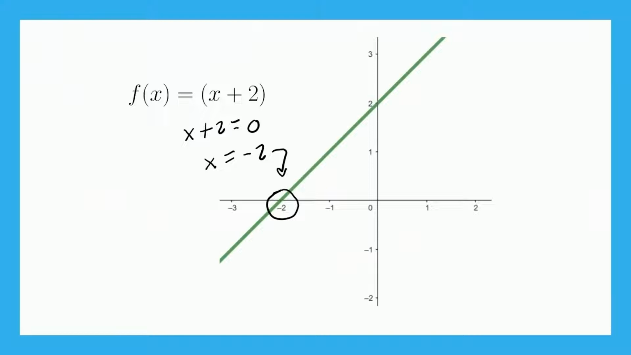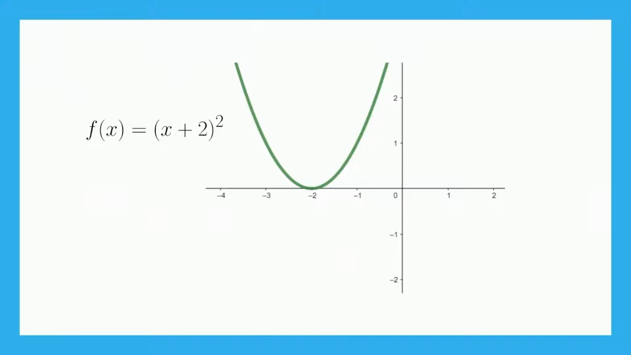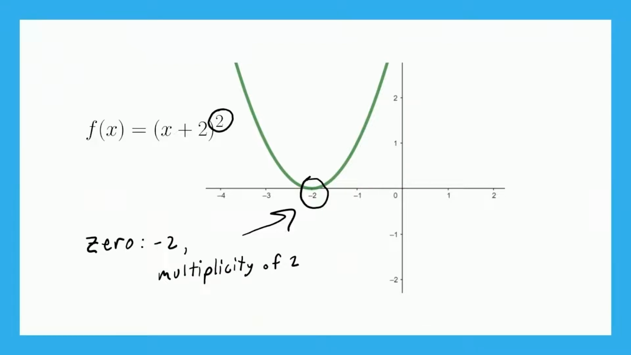Now, what happens if I take this factor and I square it? So we have a new function that is x plus 2, all squared. So you can see that we still have a 0 or a root or an x-intercept right at x equals negative 2, but we have a squared factor. So one way to describe this is by saying that we have a 0 at x equals negative 2 with a multiplicity of 2. And that multiplicity of 2 comes from the exponent that the factor is being raised to, which in this case is 2.